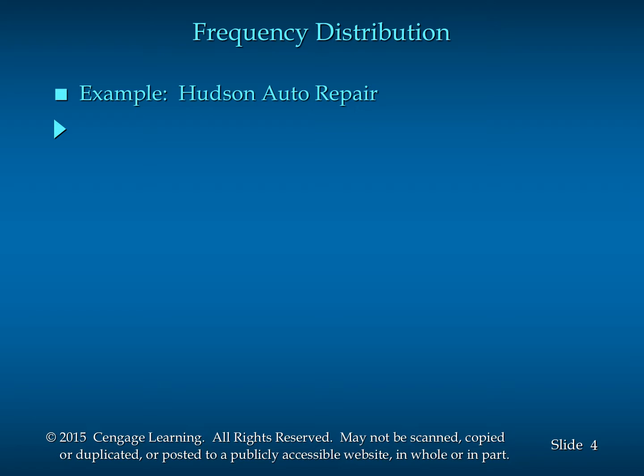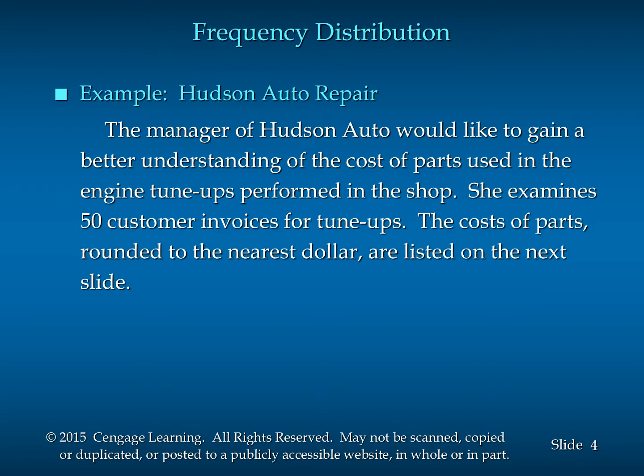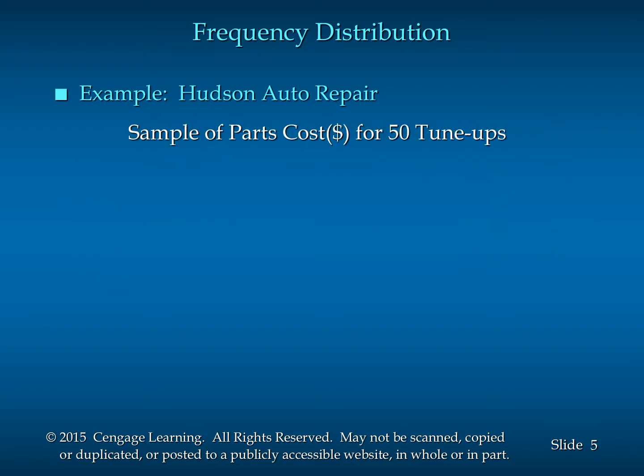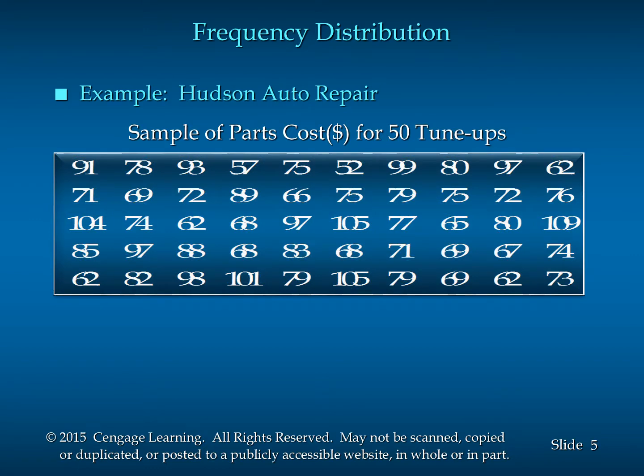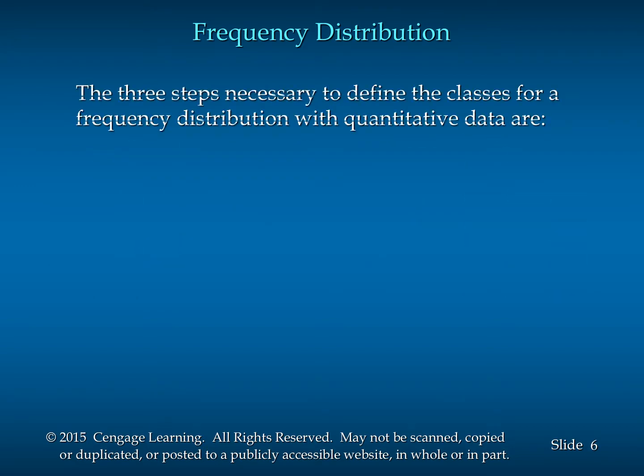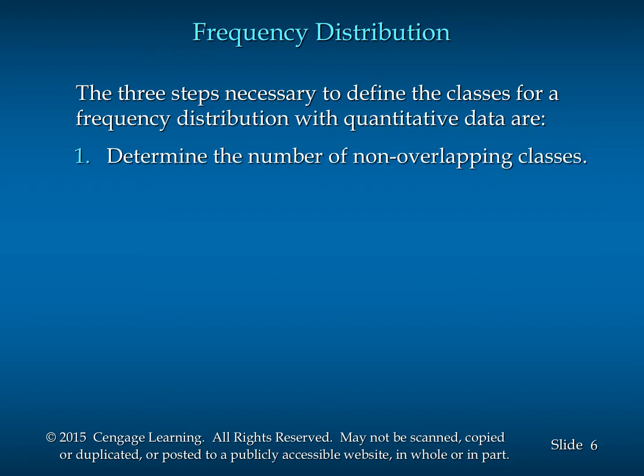To demonstrate a frequency distribution, let's use a business example we can relate to, an auto repair shop. We have data for 50 customer invoices for the cost of tune-ups. Here's the raw data. Again, it's difficult to quickly draw any conclusions from just looking at these 50 different data values. Because the data is quantitative, we need to define classes or groups for the data, which must be non-overlapping and of equal width.